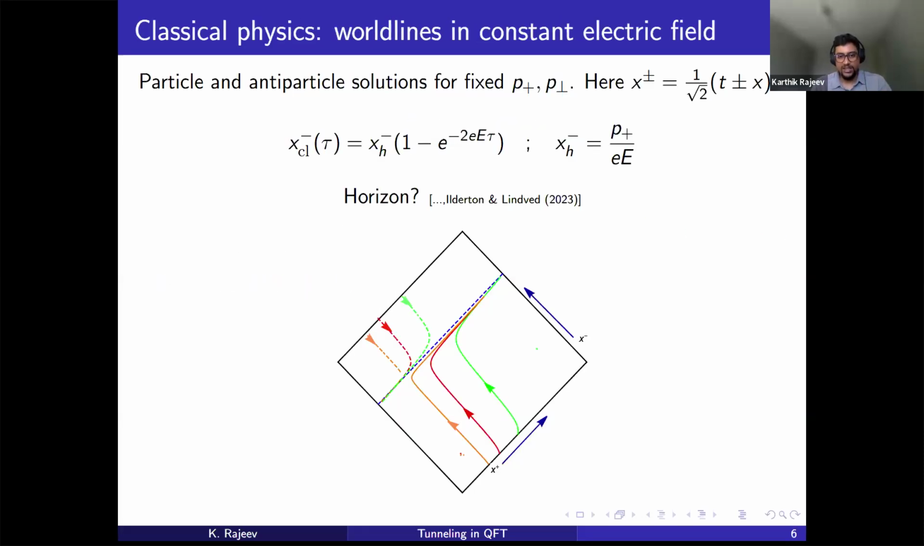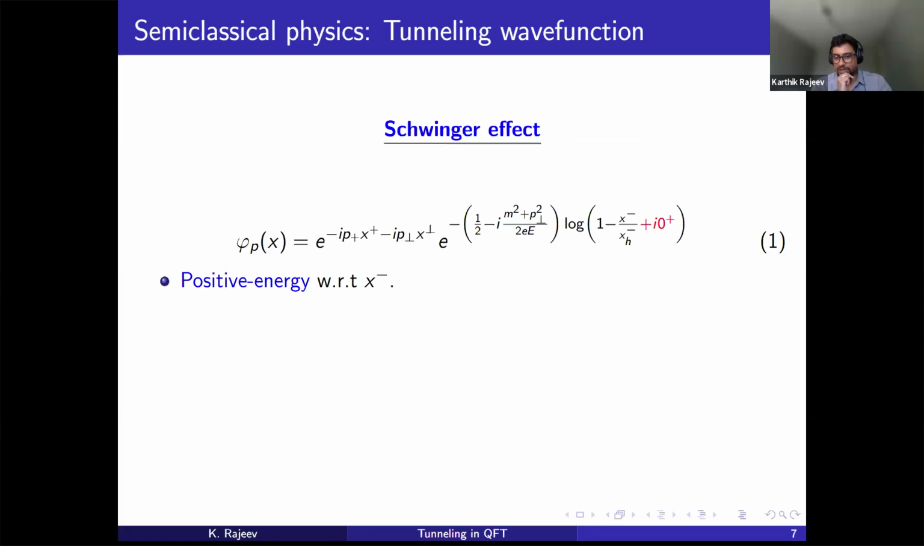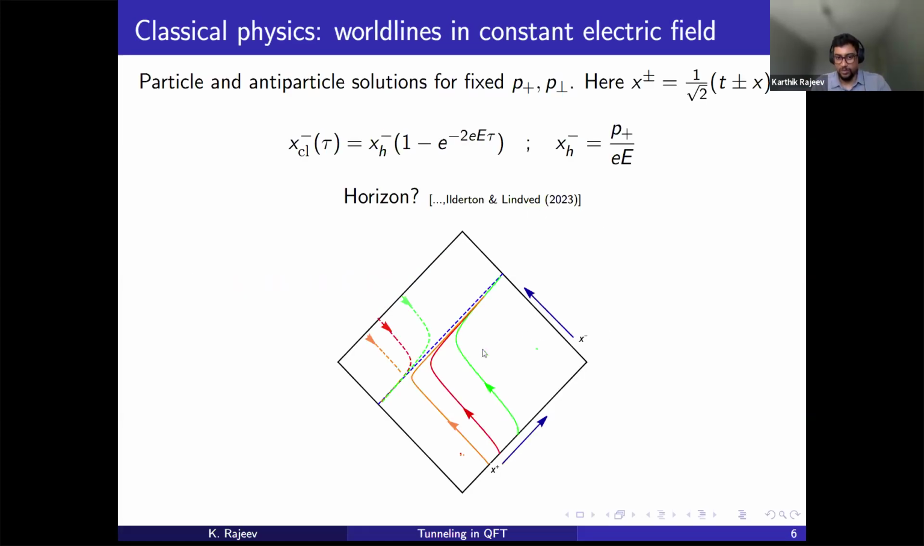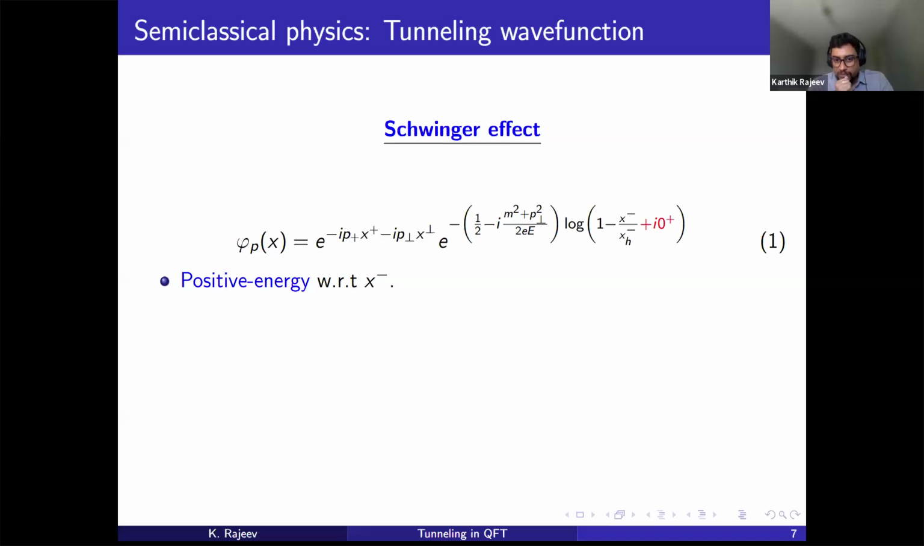Now the idea is to see what would be the tunneling-like solution. Basically wave functions which take non-zero values even in the classically forbidden region, which would be the region north of this dashed line. It's easy to find such a solution. You can solve the Klein-Gordon equation in this constant electric field background, and you get solution 1, which has all the tunneling behavior embedded in it.